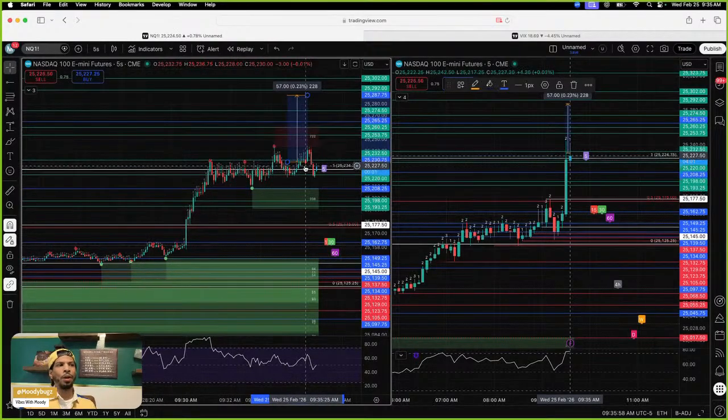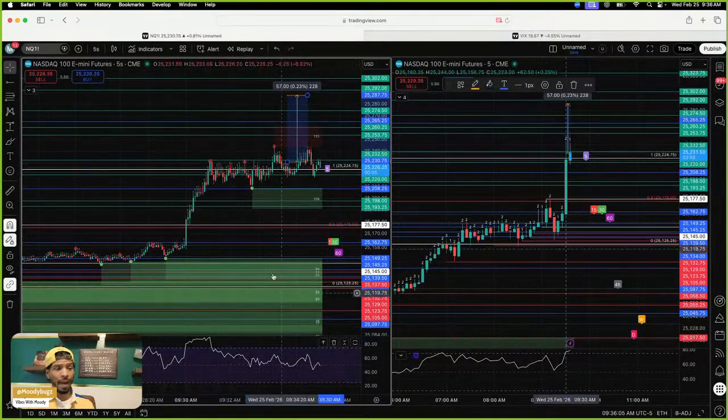Does it have to happen? No. Will it happen? It all depends. We're watching the price action. I love how they continue to hold the price up as they're pulling this back, right?